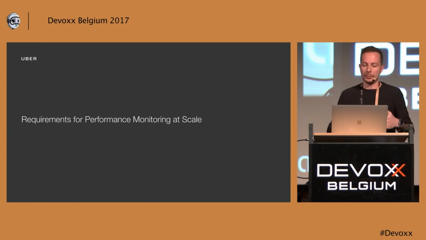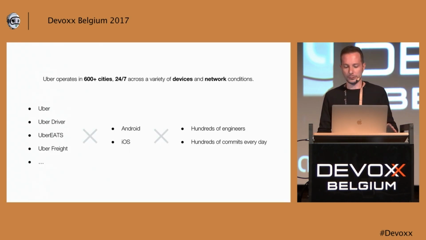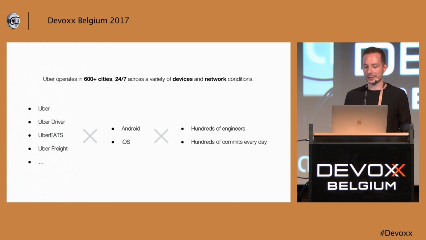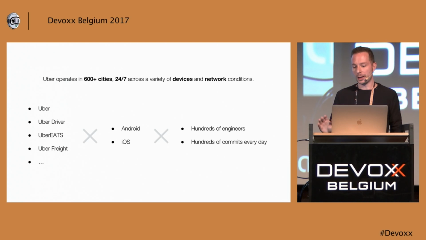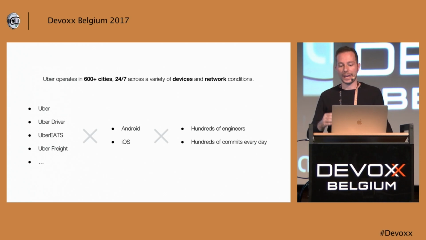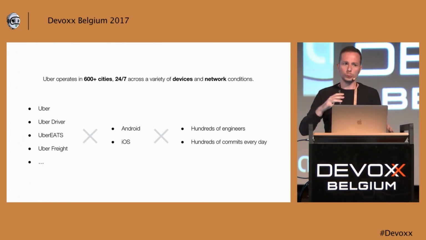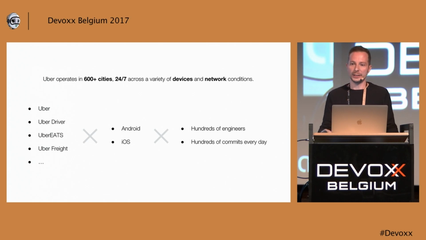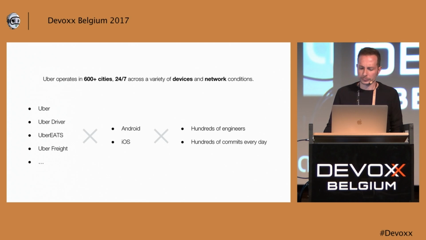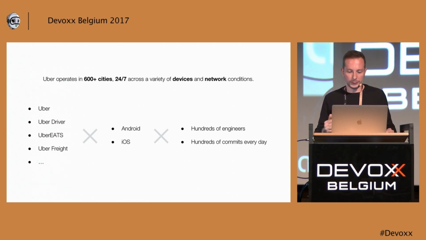So let's see which are the requirements for performance monitoring at scale. And what's the scale of Uber? Uber operates in 600 cities, 24/7, with a variety of devices and network conditions. We have multiple apps, multiple platforms, Android and iOS, hundreds of engineers, hundreds of commits every day. This is a very interesting point because it's almost impossible to check all the code that is committed from a performance perspective, besides code reviews. But the most interesting thing is also that all this code is for 2 platforms, Android and iOS.